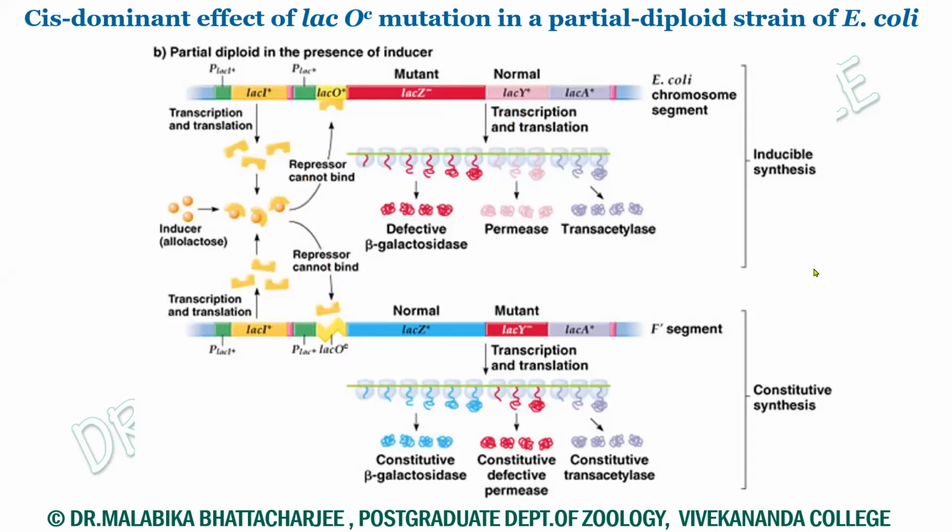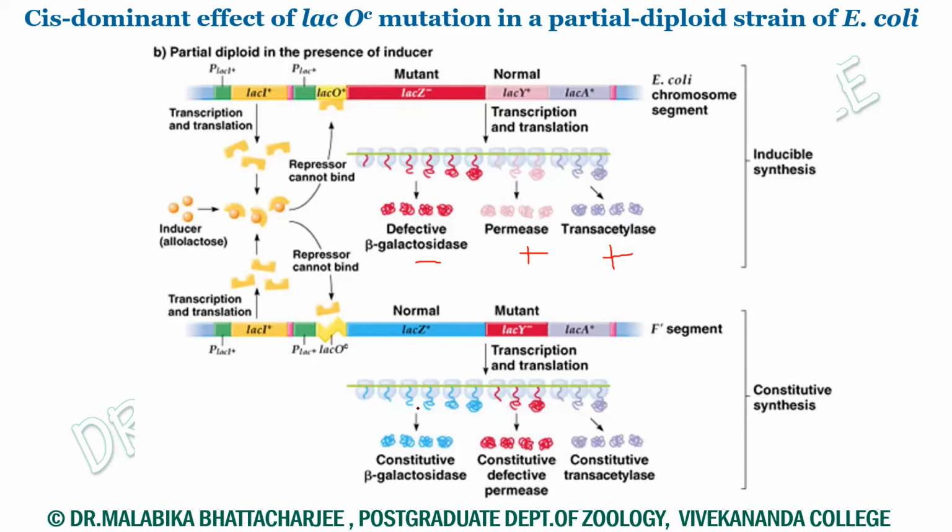Keep it in mind that during mutation of the structural gene, the gene which is mutated will be defective. For example, we have in this situation Z minus, Y plus, A plus. So what is the status of Z? It is a defective gene, so we'll write a minus sign. Y plus is producing a normal protein, so we'll write a plus sign. And A plus is also producing a normal protein, so we'll write a plus sign, okay?